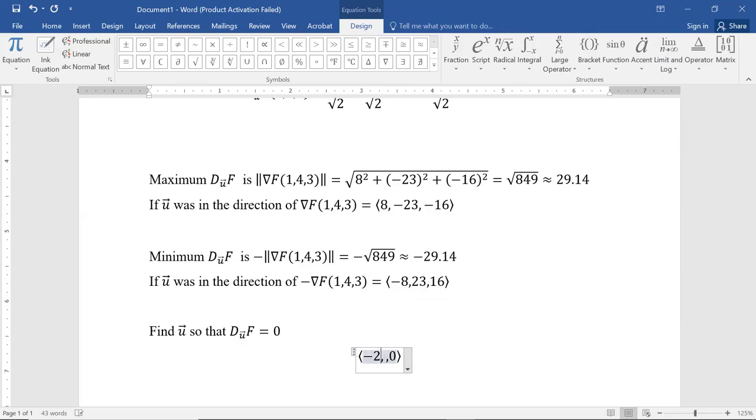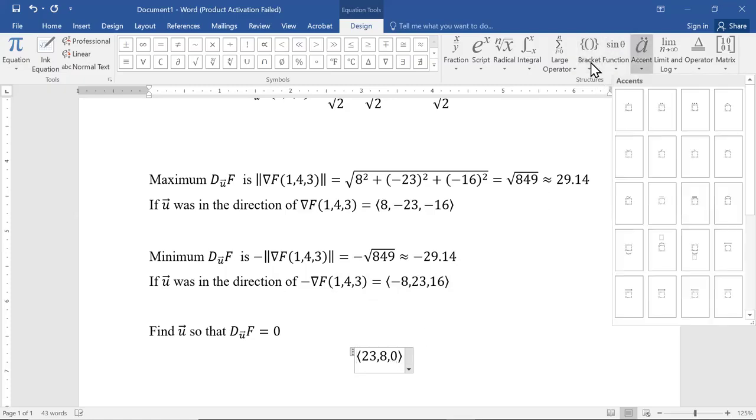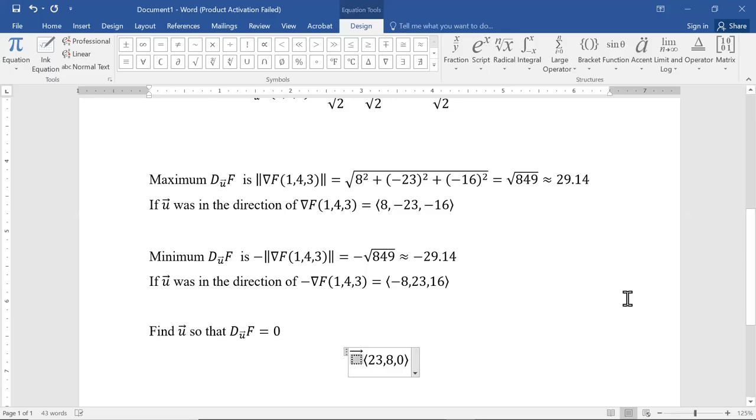I'm going to switch negative 23 and 8, and then I'm going to make one of them the opposite value. So I'm going to get 8 times 23 plus negative 23 times 8 plus negative 16 times 0 when I do a dot product, and that all adds up to 0.